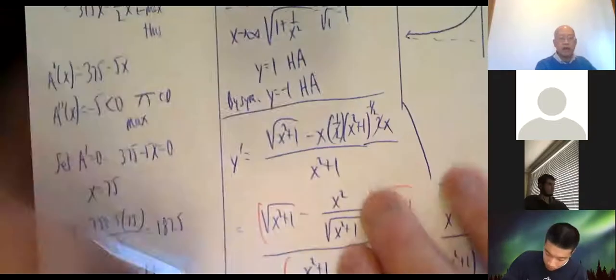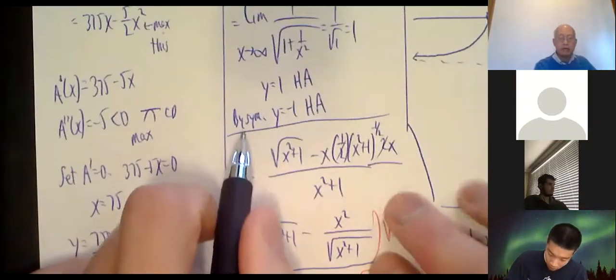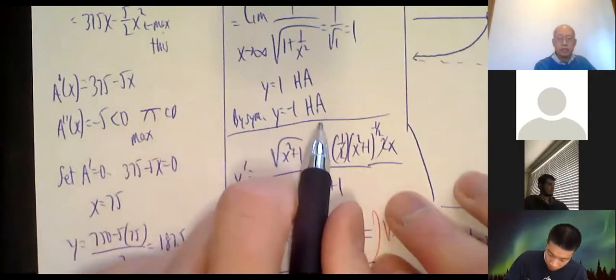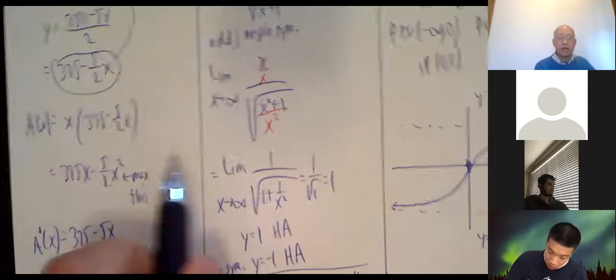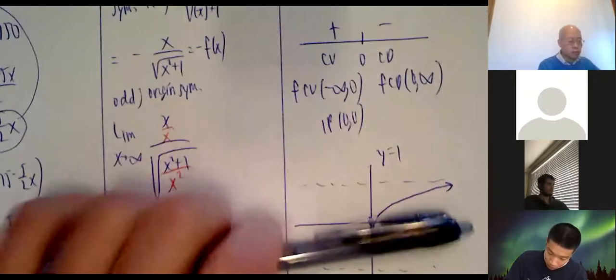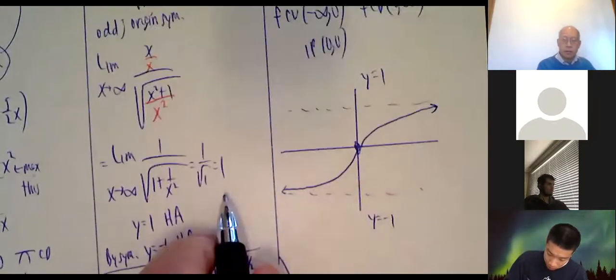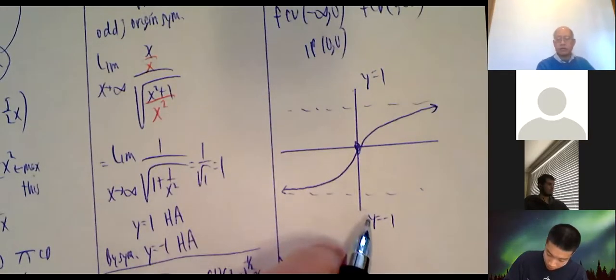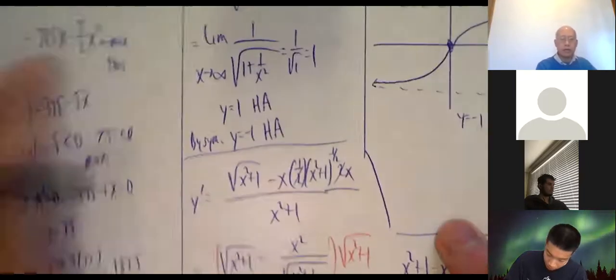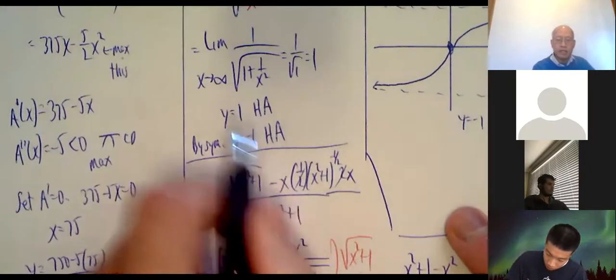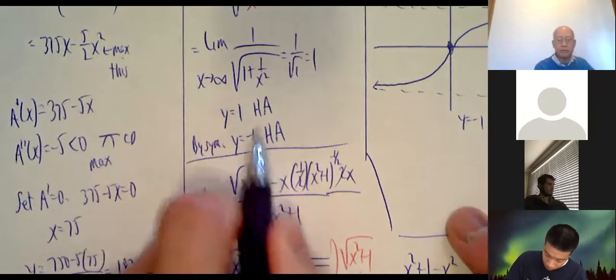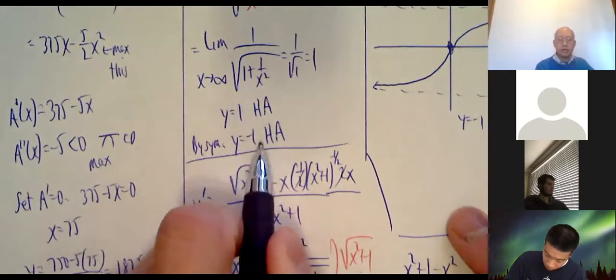And because I already know I have symmetry, by symmetry, y equals negative 1 is also a horizontal asymptote, since I already know that I have symmetry with respect to the origin, right? Whatever happens over here, I got to have something equivalently happening over here. So y equals negative 1 is also a horizontal asymptote. Or we can take the limit as x approaches negative infinity, but we don't have to. We can just argue by symmetry.